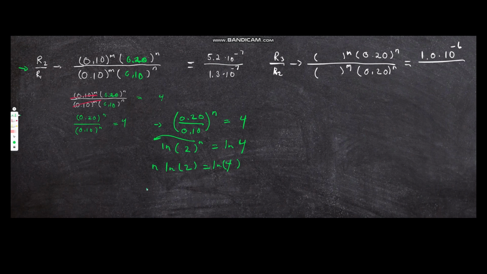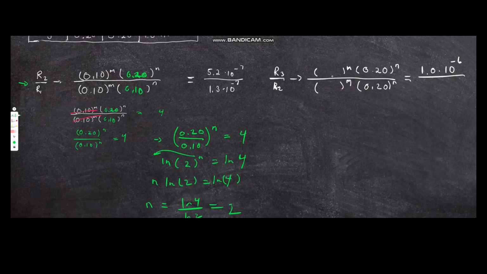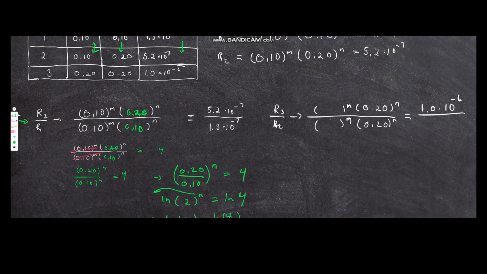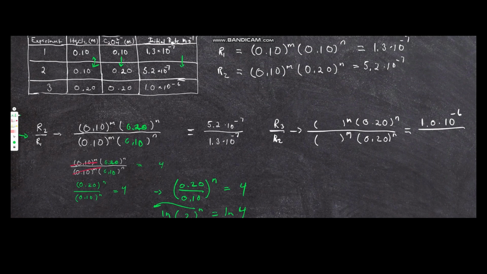Then you're going to have that n is equal to ln of 4 over ln of 2. So that's equal to 2 here. We're basically going to be repeating the same thing for rate 3 compared to rate 2. And if you look at rate 3, it's set up like this. You're going to have this. Change my color here to be consistent with this.